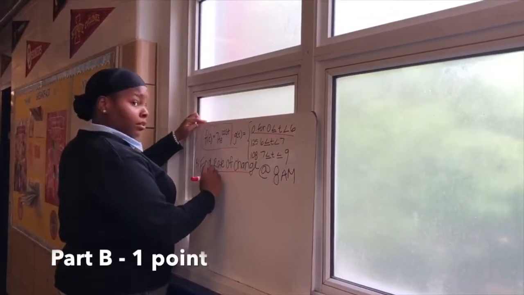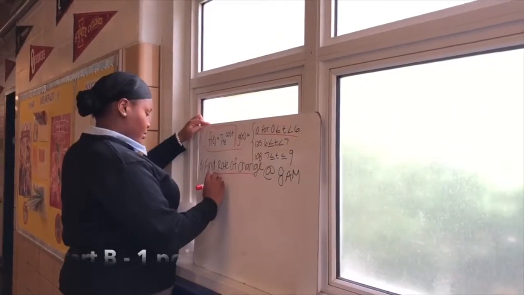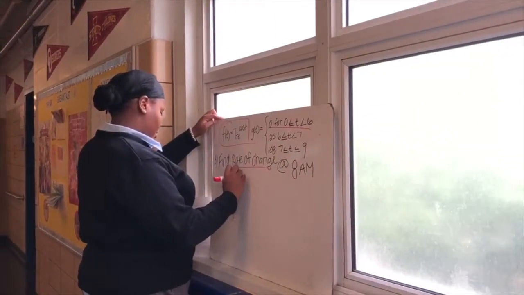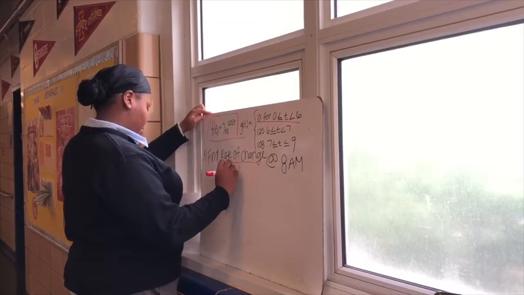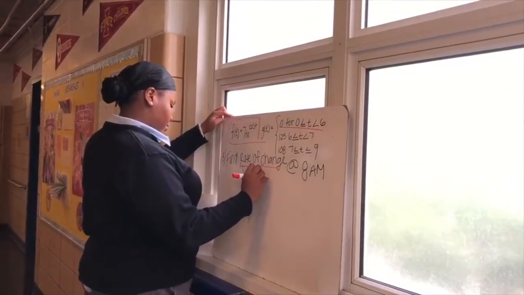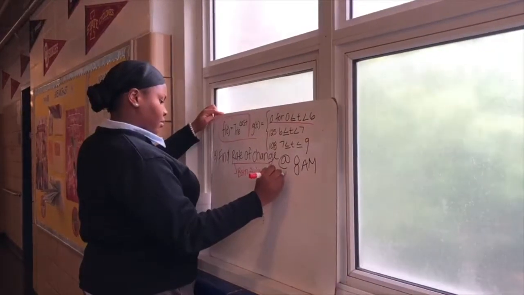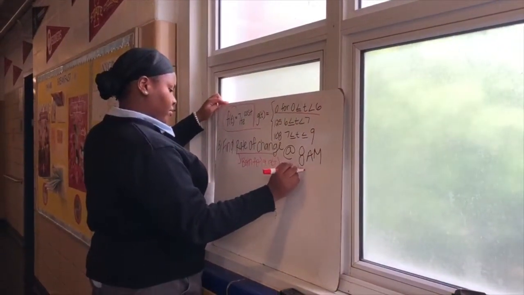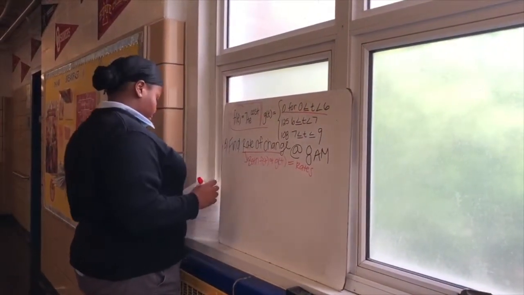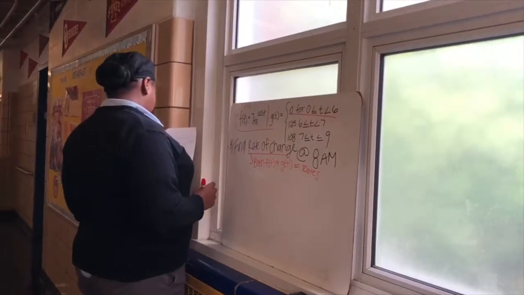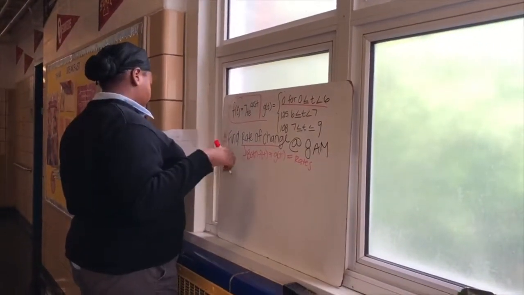Part B asks us to find the rate of change of the volume of snow on the driveway by 8 a.m. So rate of change is another way of saying what is the rate. So because we know that both f of t and g of t are rates, we will be able to find that time. Now, how do we do this?